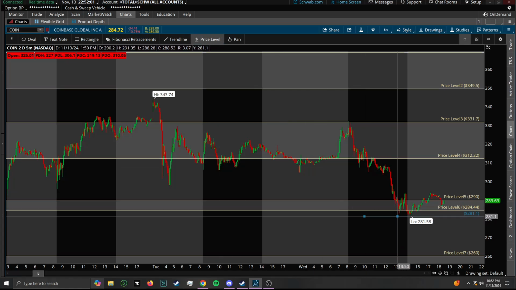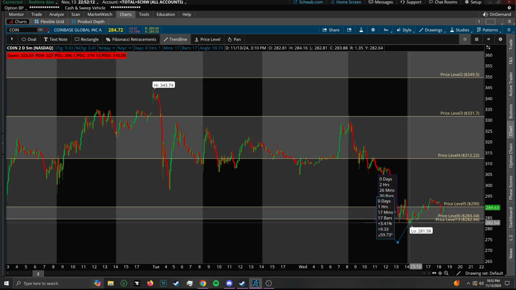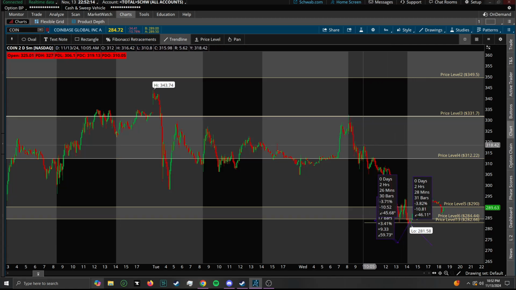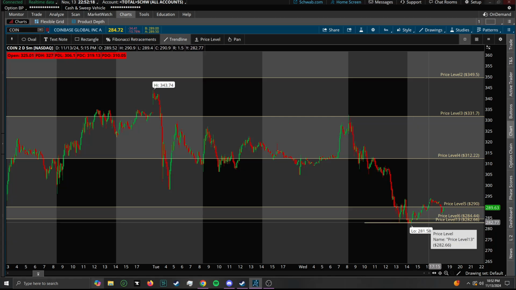In this example, it's 282.66. So we want to see continuation under that, whether it's a break, or whether it's a reversal and a retest under that level, it doesn't matter. We're looking for any kind of selling pressure to continue picking up under that, because we already know that signals more selling pressure from what we've already seen.